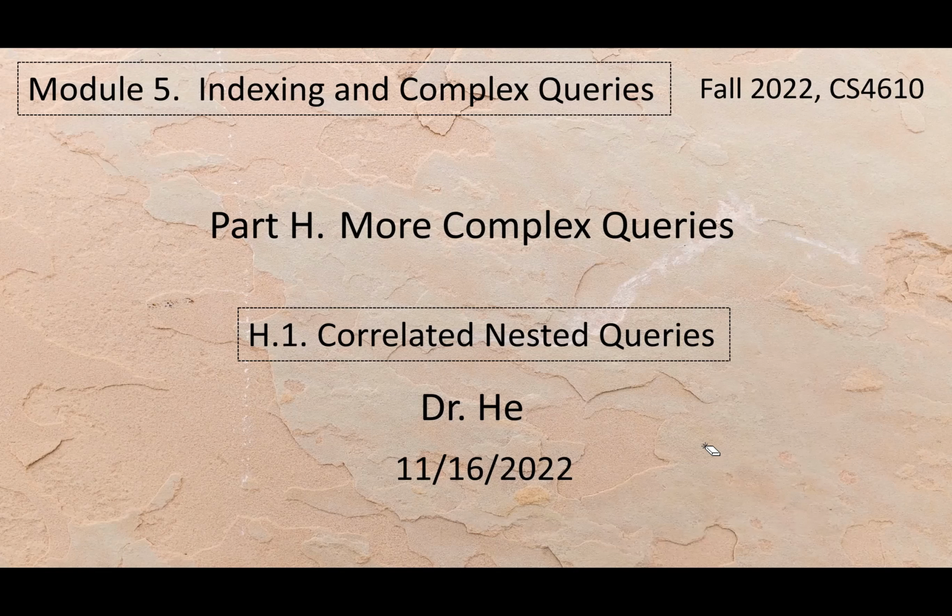Complex queries. H.1 correlated nested queries. Last time I talked about nested queries, the definition of nested queries. But here, another variation of this, correlated nested queries. Because when you look at nested queries, sometimes it may not be correlated. Sometimes it is correlated.